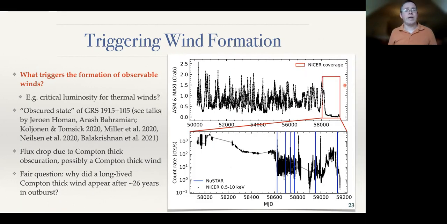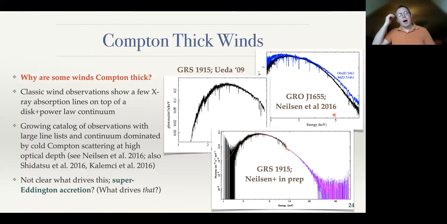But if this is a Compton thick wind, I think it's a fair question of why all of a sudden a long-lived Compton thick outflow would appear after 26 years in outburst when there's nothing that appears to have triggered this. It's completely baffling why something like this would happen just spontaneously. You know, if you had seen a big rise in the luminosity and then it went up and then this wind appeared, that would make sense. But this, I think, fundamentally to me doesn't make sense. So I'm in the dark on that. But then that's just not GRS 1915.